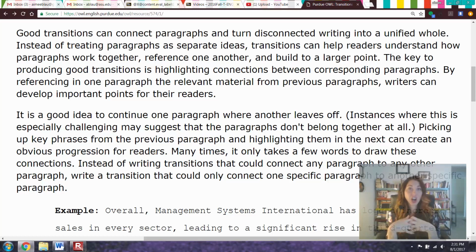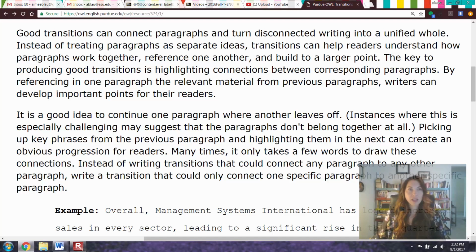So if two paragraphs aren't coming together in the right way, you may want to re-evaluate your organization. Okay? To do this, you want to pick up key phrases from previous paragraphs and highlight them in the topic sentence of the next paragraph. And this is going to create an obvious progression for readers.